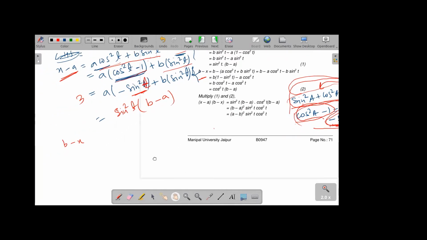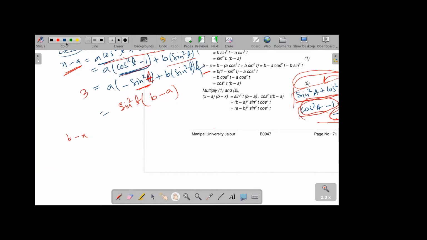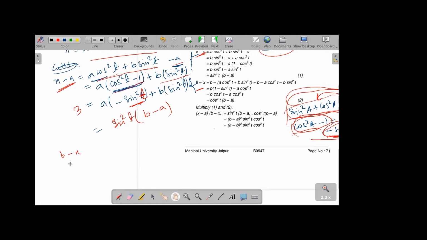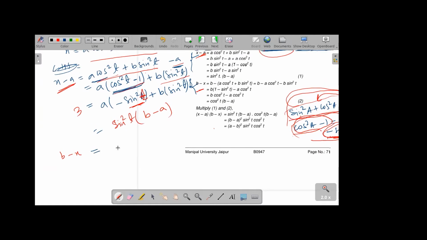Okay. So next we have to find b minus x. For b minus x, b is just b, I write this b minus x. So whatever is in x, just a negative sign. So minus a cos square t minus b sin square t.